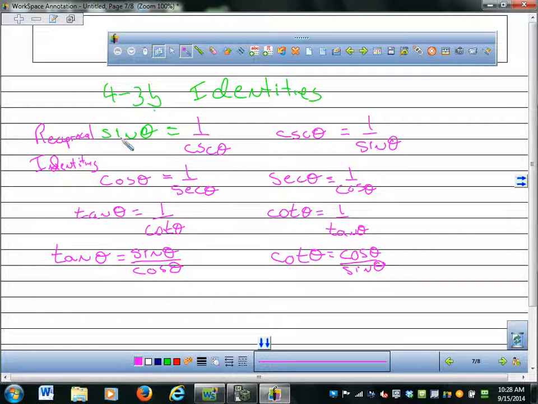Okay. If you said that sine of theta is equal to 1 over cosine theta, you know what that would be? Wrong. That would be a case of mistaken identity. I made that one up.